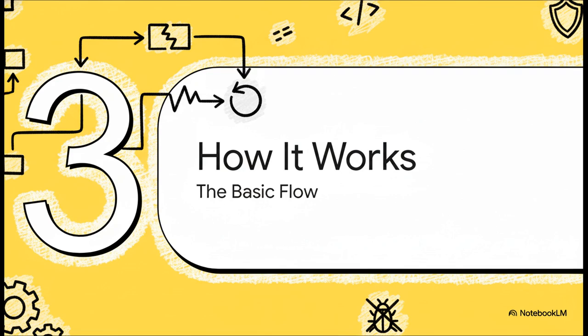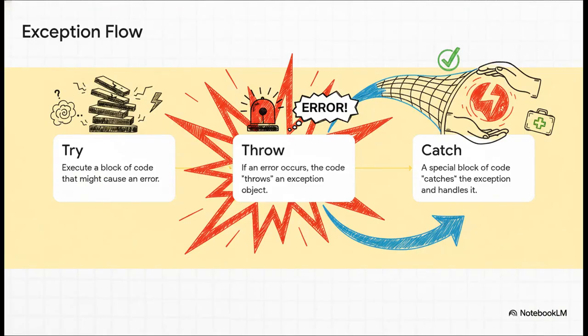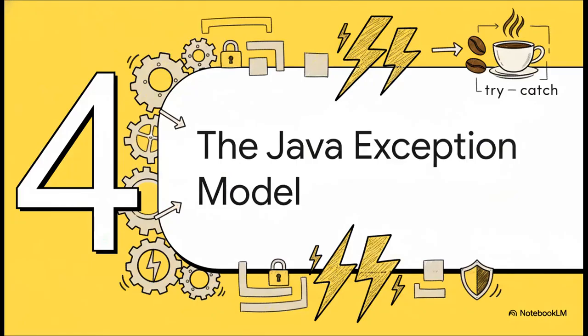Now let's talk about the how. Let's break down the basic flow of how exception handling actually works. It all boils down to 3 steps. First, you try a piece of code that you know is a little risky. If something goes wrong in there, the code then throws an exception. You can think of this like someone pulling a fire alarm. And finally, you have a special block of code ready to catch that alarm and manage the situation. Try, throw, catch.